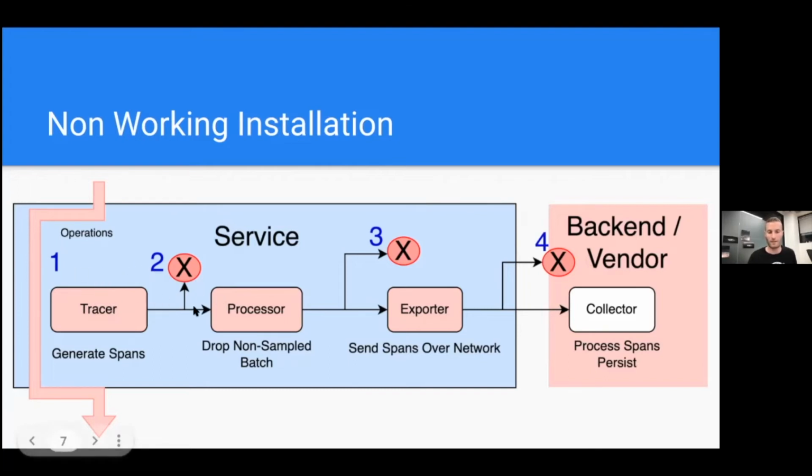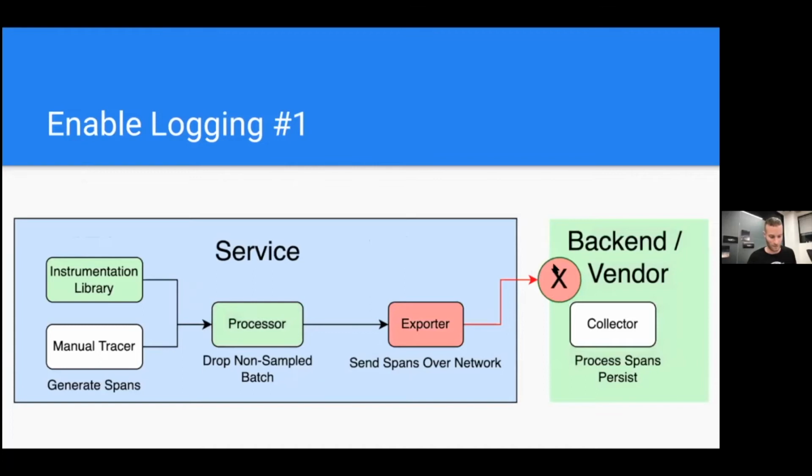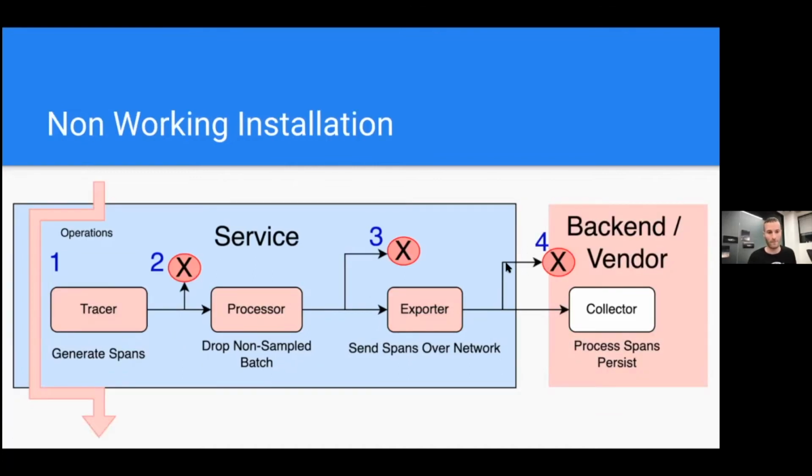Another place where spans can get dropped is between the tracer and the processor. So the tracer is creating a span, and then instead of forwarding it to the processor, it's just getting dropped here. Another place is when the processor is forwarding spans to the exporter, it can drop them and not forward them to the exporter. And the fourth place, which is common for spans to get lost, is when the exporter is trying to send the spans to the collector, but for some reason they get lost on the way.